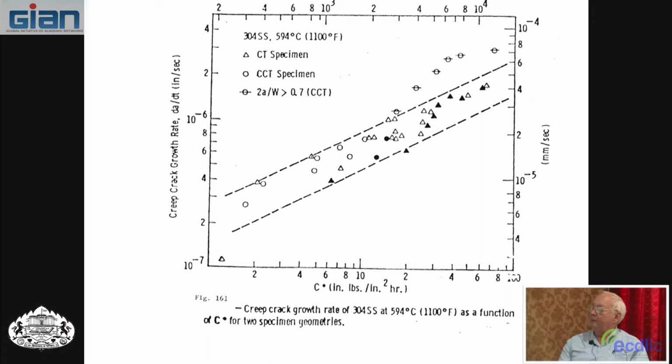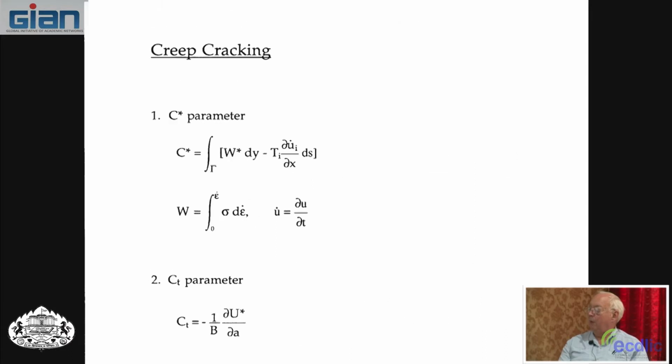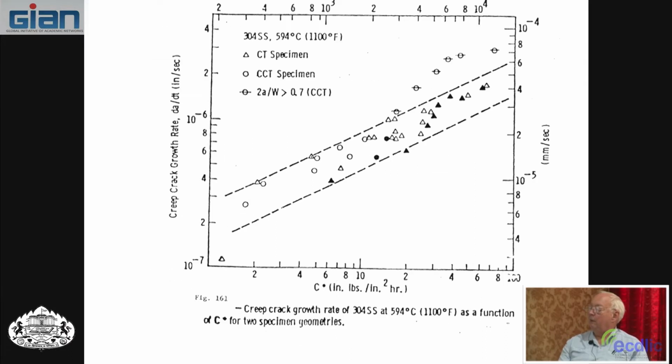Here's some data, and what's done then, crack growth rate is measured as a function of either C star or CT. So this is a case where it's measured as a function of C star. The da/dt here is in inches per second. Not real good, but it's fairly slow. So it takes some while to do these tests. Here is a compact specimen and a center crack specimen. If you can get the things to line up for the two and come together, then the parameter seems to be pretty good.